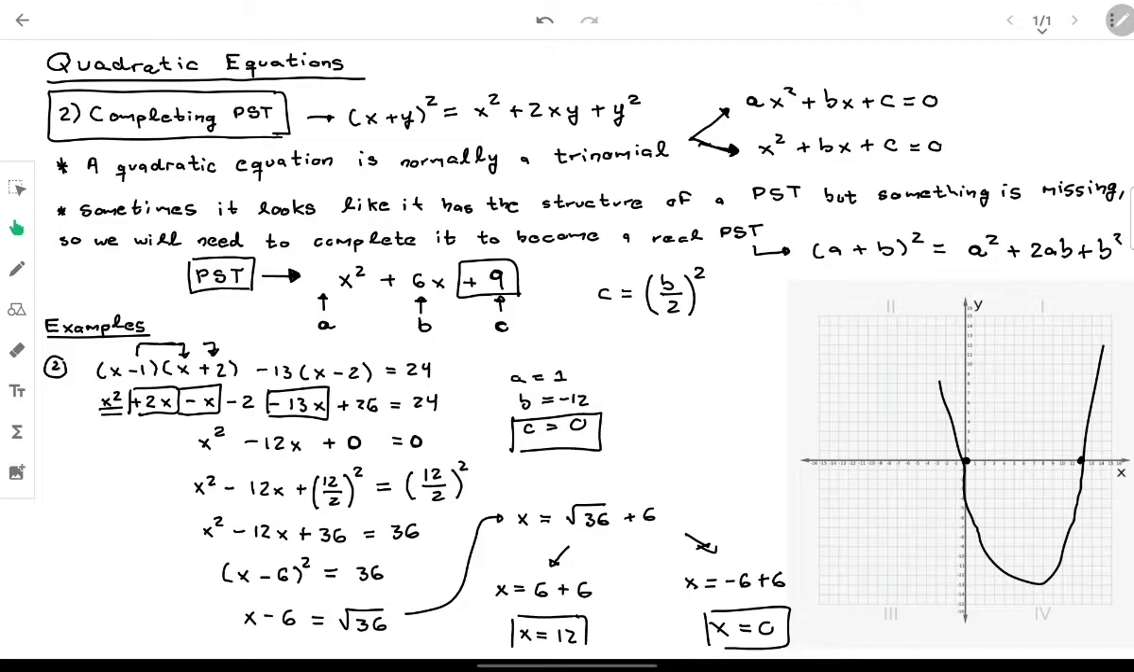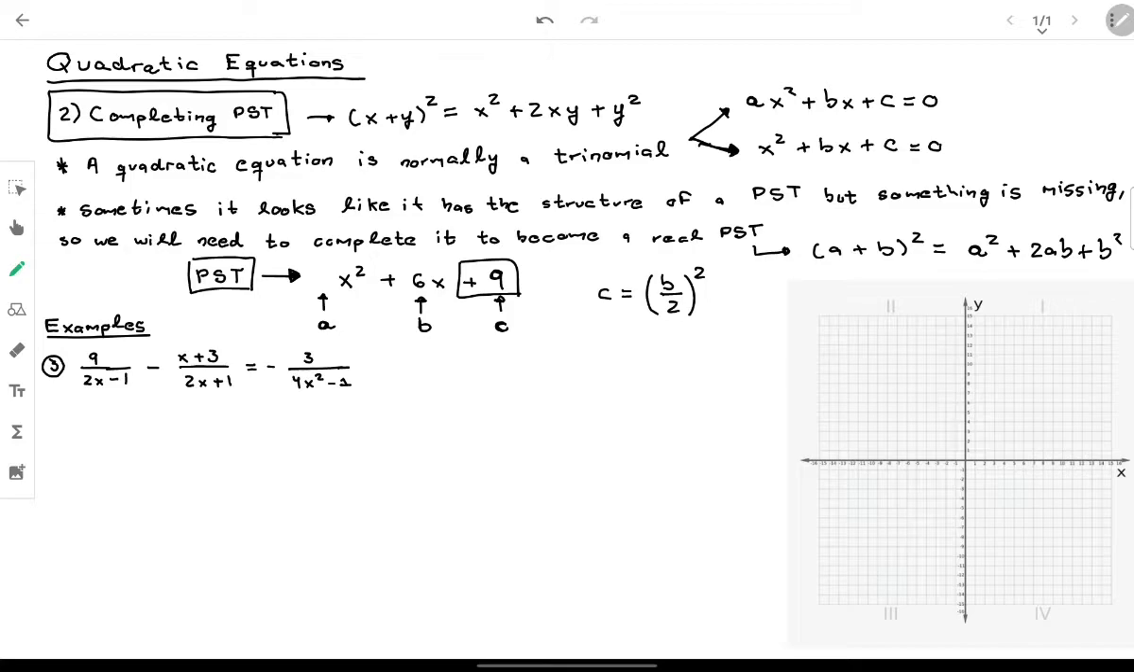So let's see another example. In the third example, we have something like this. Remember, first of all, we need to eliminate, in this case, the fractions in order to have the structure of a trinomial. So we need to multiply by the least common multiple. In this case, if we factorize this one, it's going to be 2x plus 1, 2x minus 1. That means I need to multiply the whole equation by 2x plus 1 and 2x minus 1 in order to eliminate the fractions. So the first part is going to be 9, which multiplies, I'm missing the 2x plus 1, minus x plus 3, I'm missing the 2x minus 1. And finally, the minus 3, I'm not missing anything because I have the 2 on the denominator, so it's only multiplied by 1.